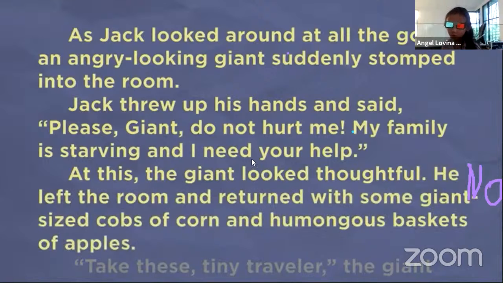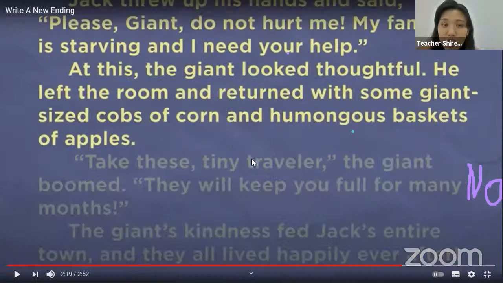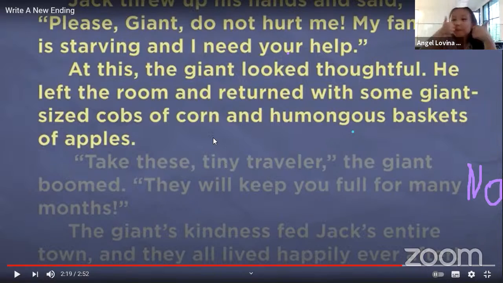Apples. Oh, now they have food because the giant is kind-hearted. You see? Oh, so kind. The giant actually gave giant-sized cobs of corn and humongous baskets of apples. So they're no longer hungry. Isn't it interesting now?